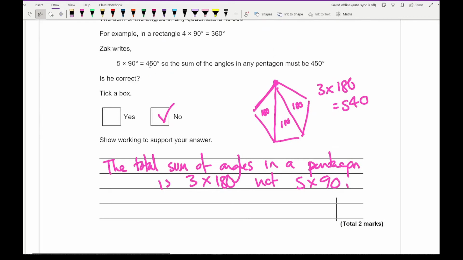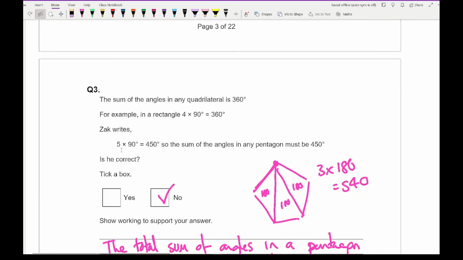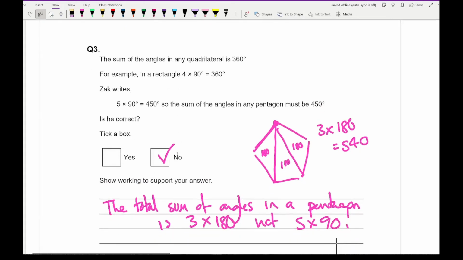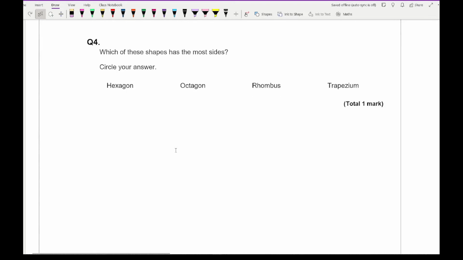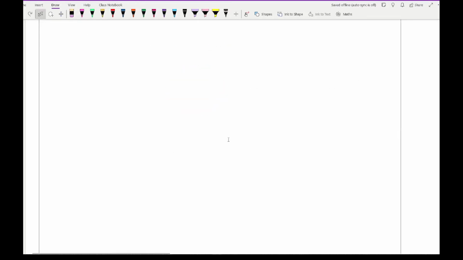And again, another reason why is because the interior angles of a pentagon are not 90 degrees. There are several reasons you could give there, but I would say that's probably the first one that comes into my mind. So question 4 says, which of these shapes has the most sides? A hexagon has 6, an octagon has 8, a rhombus has 4, and a trapezium has 4. So the correct answer there is an octagon.